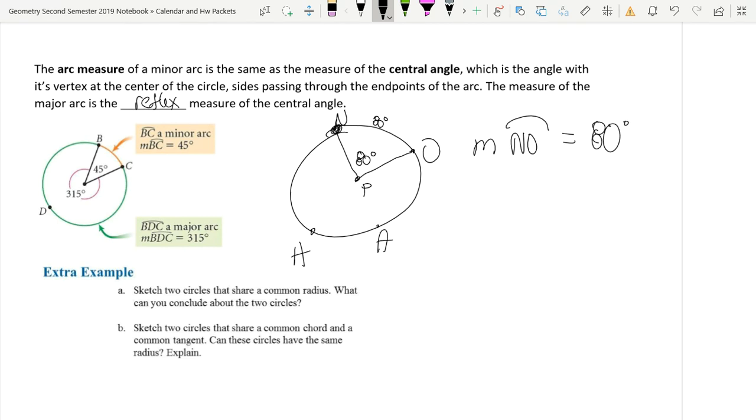It's the same as the central angle NPO. So it's the same as the measure of angle NPO. That's going to be the same.